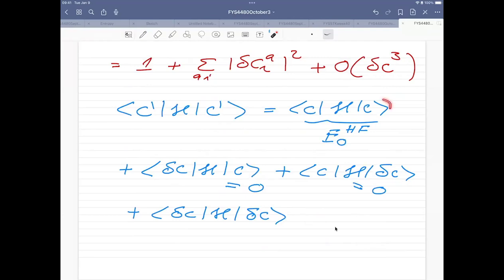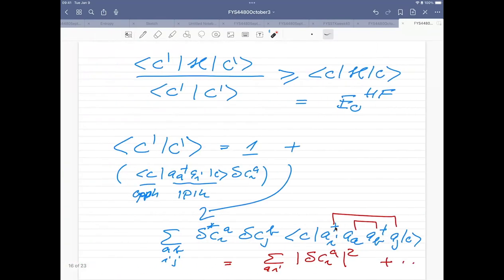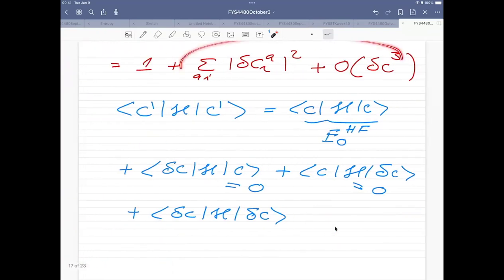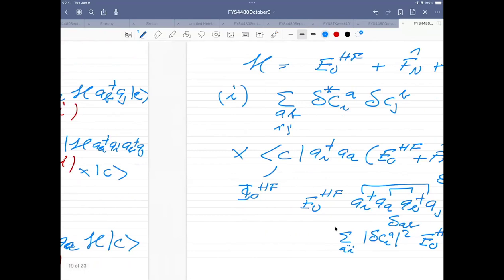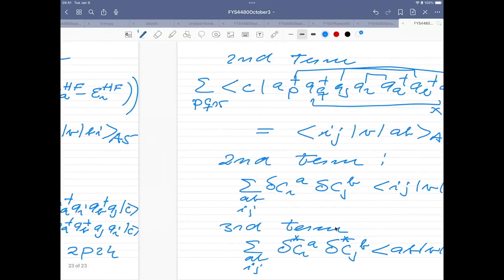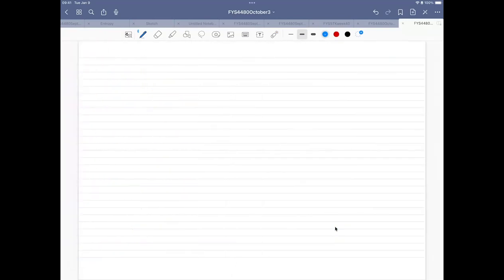So if I bring everything together now, I'm going to have the expression here. I multiply this one up here. I have calculated this one. I found that one here. I keep terms only to delta C squared. So if we do that now, if we collect everything, what we are going to get is the following. So let me just set this up.